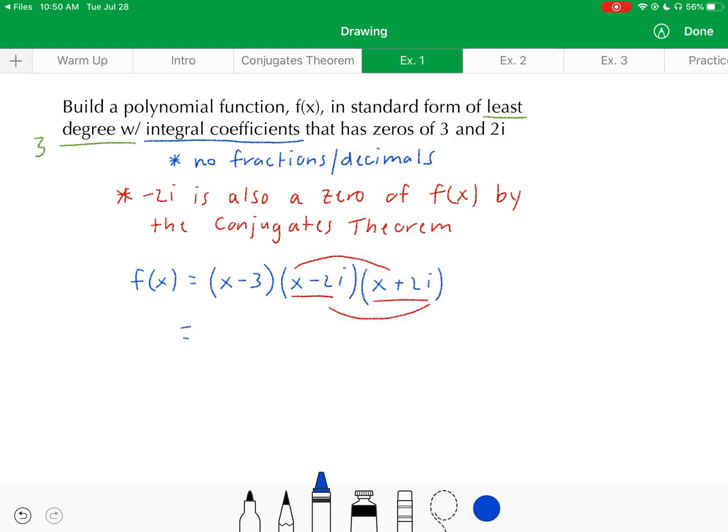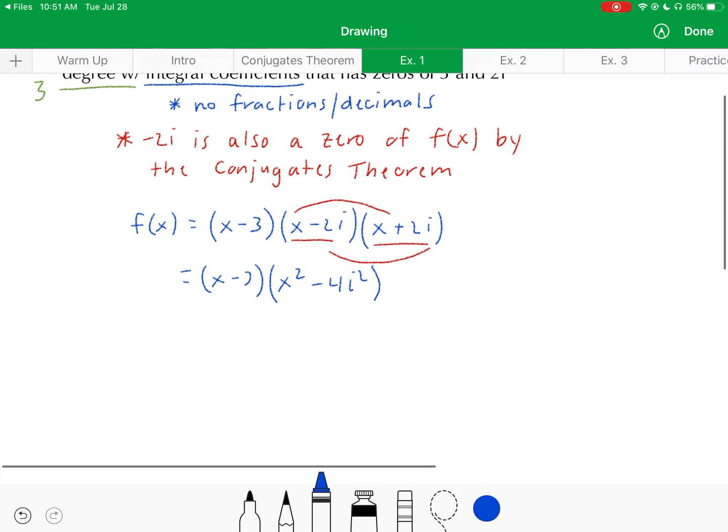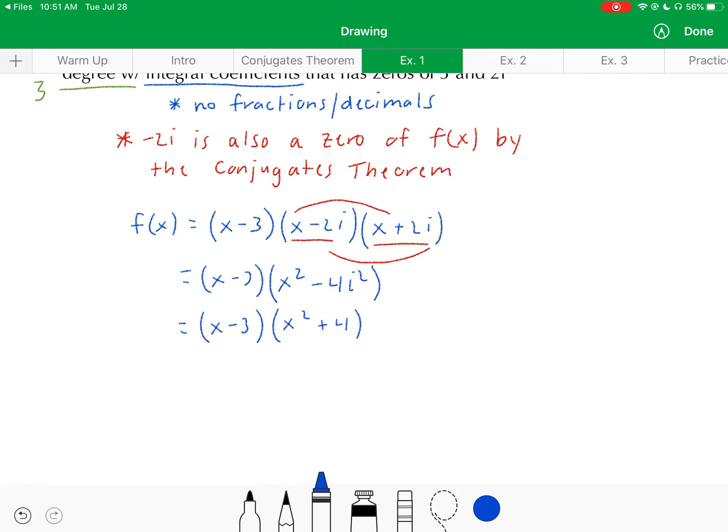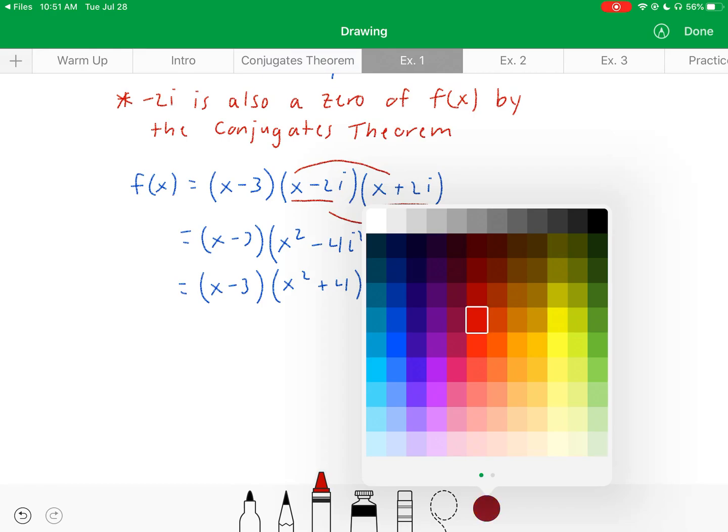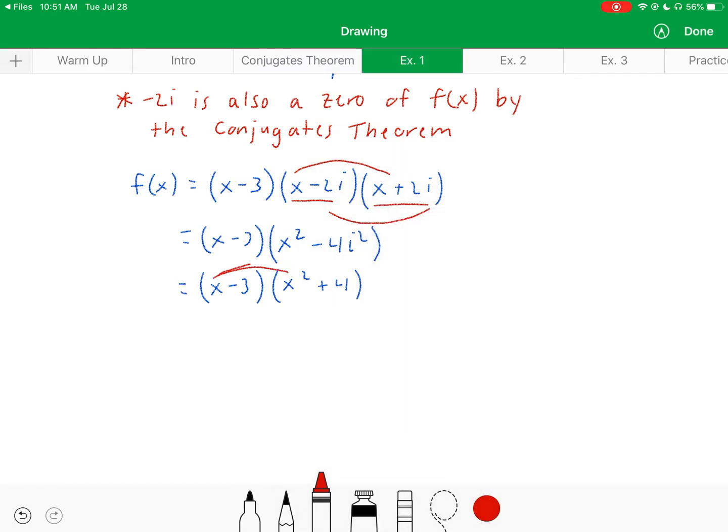So just carry down the x minus 3, and then x times x, of course, is x squared. Negative 2i times 2i is negative 4i squared. Now, negative 4i squared, you can simplify. Remember, i squared equals negative 1, so negative 4 times negative 1 is giving me positive 4. Okay. At this point, should be smooth sailing. x minus 3 multiplied by x squared plus 4. You're going to FOIL that out completely now.